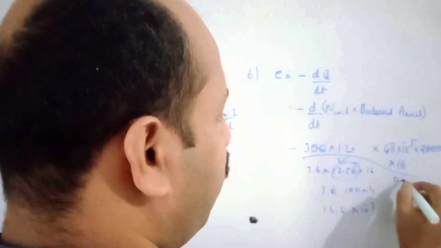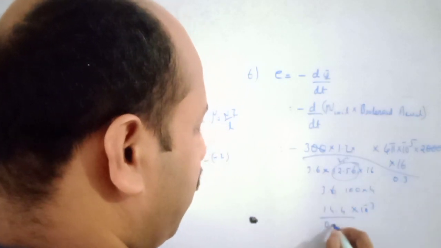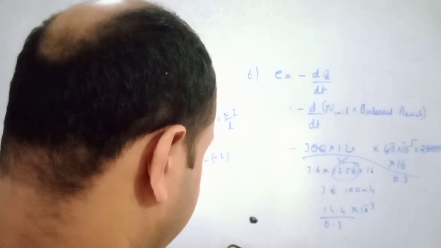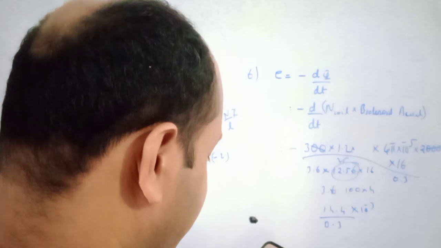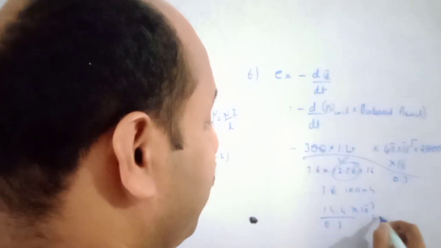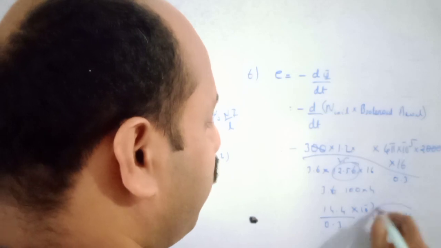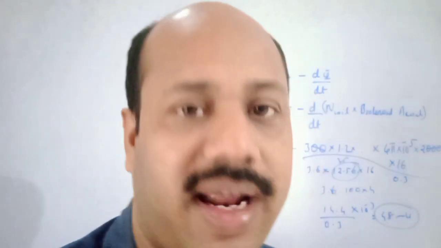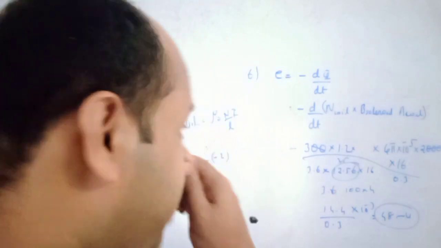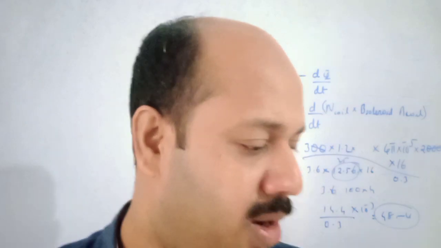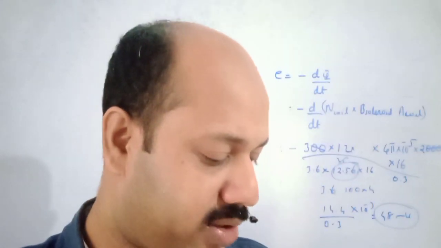It is divided by 0.3. That means somewhat 4 point something will be the answer, right? Yes, 4 point something. Now we are getting 48 milliwatt will be the answer. That is the right answer. Yes, here it is mu 0 Ni by L, I forgot to substitute that length here. Okay, now the next question.